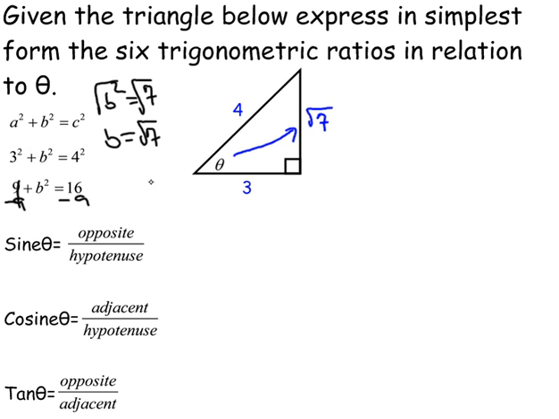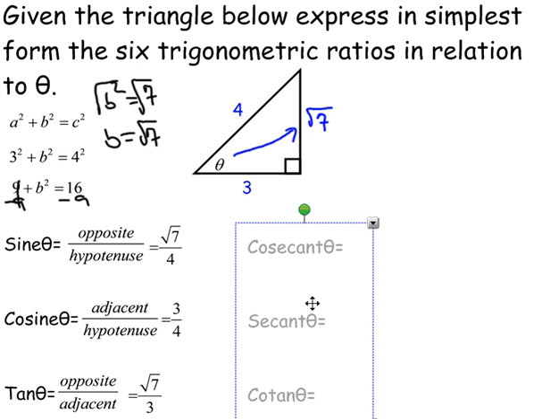So what's the sine of theta? It's the opposite over the hypotenuse, so it's radical 7 over 4. The cosine of theta is the adjacent side over the hypotenuse, so the adjacent side to theta is 3, so the cosine of theta is 3 over 4. The tan of theta is the opposite over the adjacent. So the opposite side is radical 7, the adjacent side is 3, so the tan of theta is radical 7 over 3.